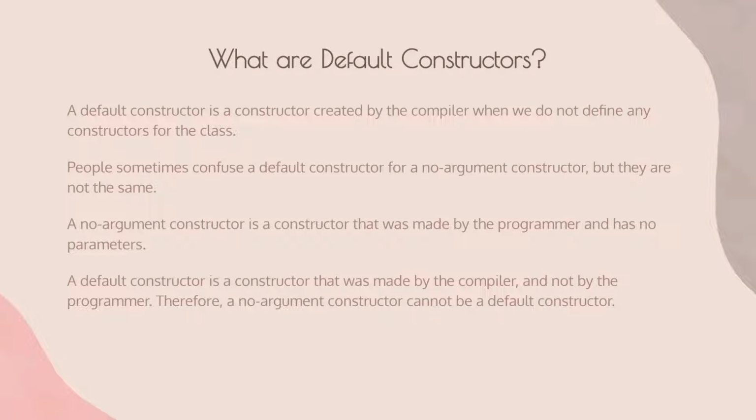What are default constructors? A default constructor is a constructor created by the compiler when we do not define any constructors for the class. People sometimes confuse a default constructor for a no-argument constructor, but they are not the same. A no-argument constructor is a constructor that was made by the programmer and has no parameters. A default constructor is a constructor that was made by the compiler and not by the programmer. Therefore, a no-argument constructor cannot be a default constructor.